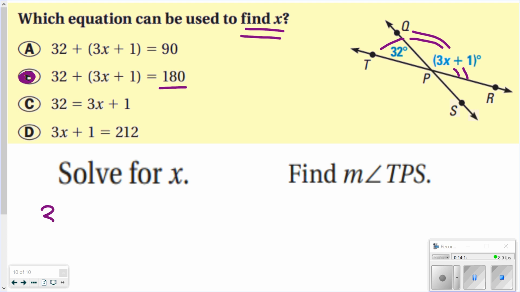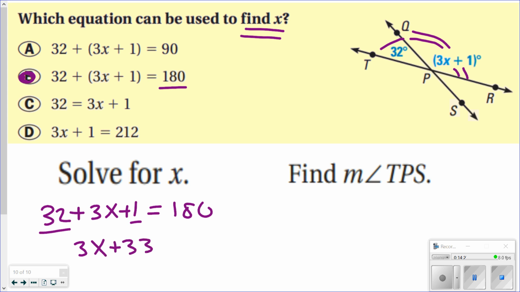So now let's take this a step further and let's actually solve for x. So if I have 32 plus 3x plus 1 is equal to 180. All right, combine your like terms. 3x plus 33 is equal to 180. So if I do some math here, x is equal to 49.